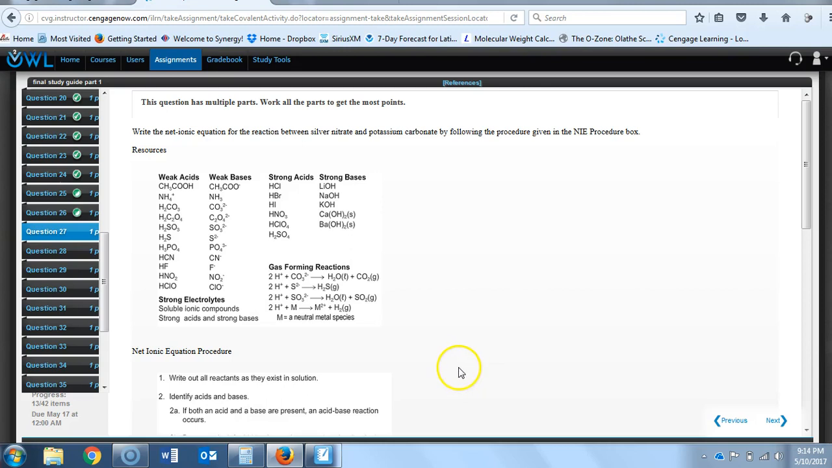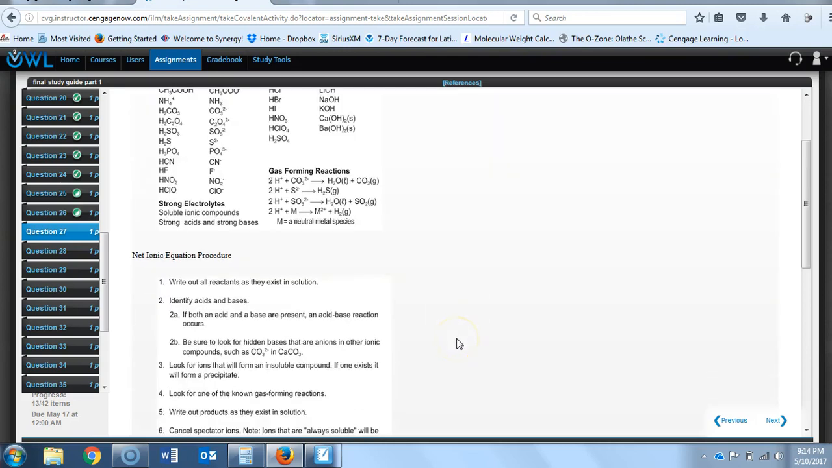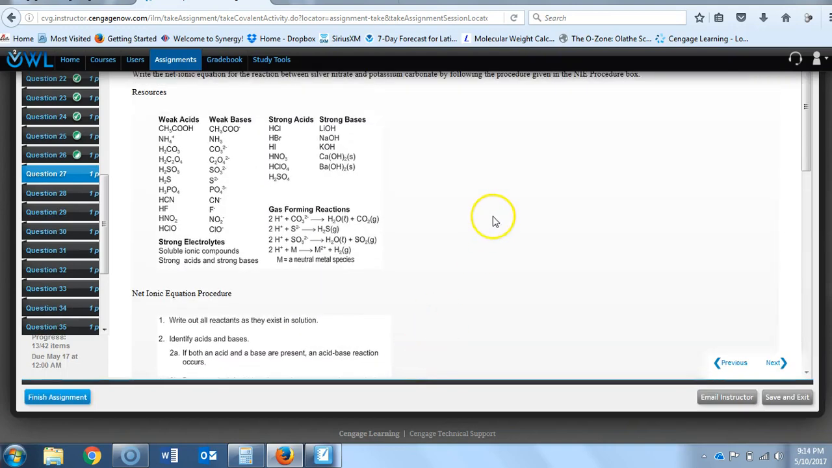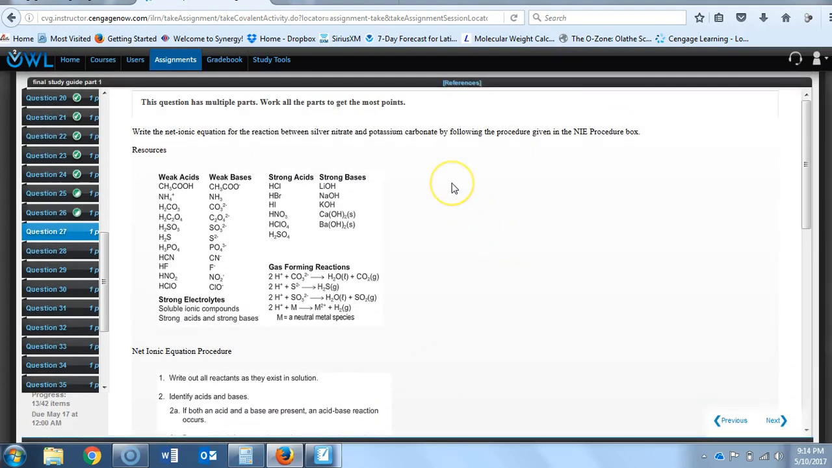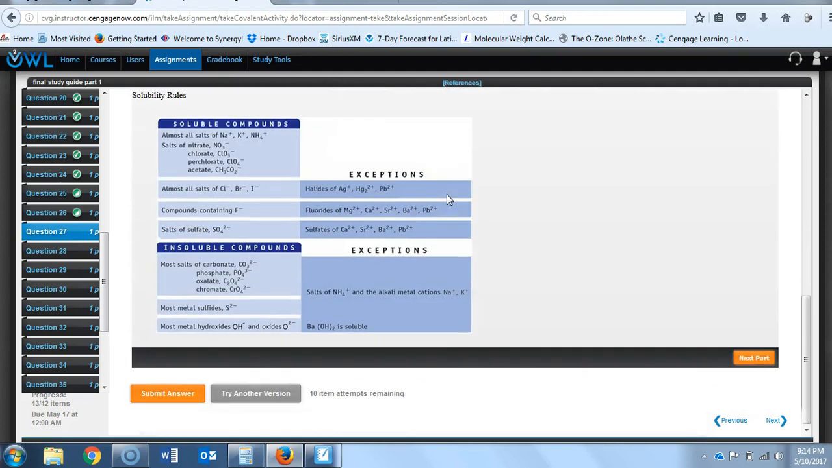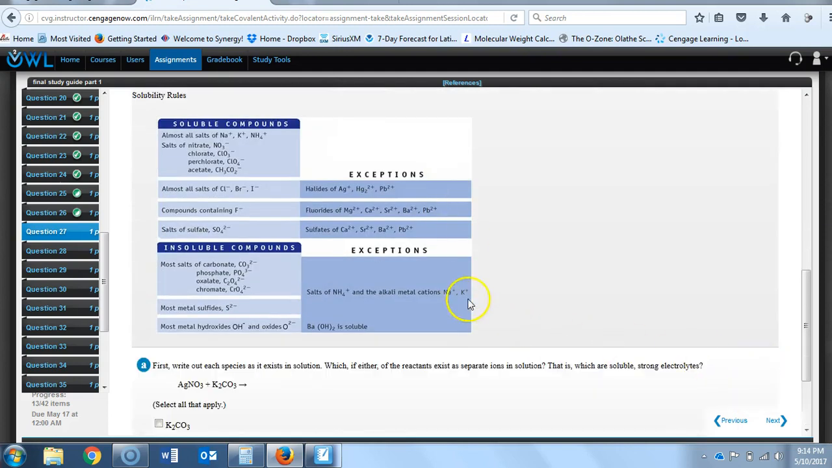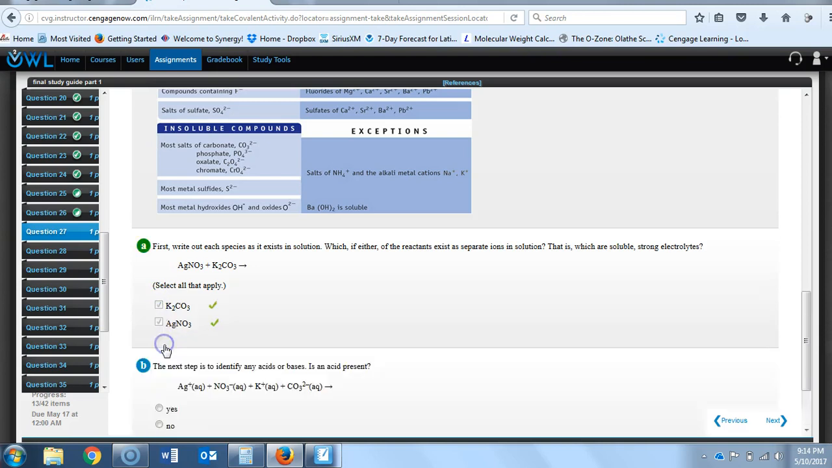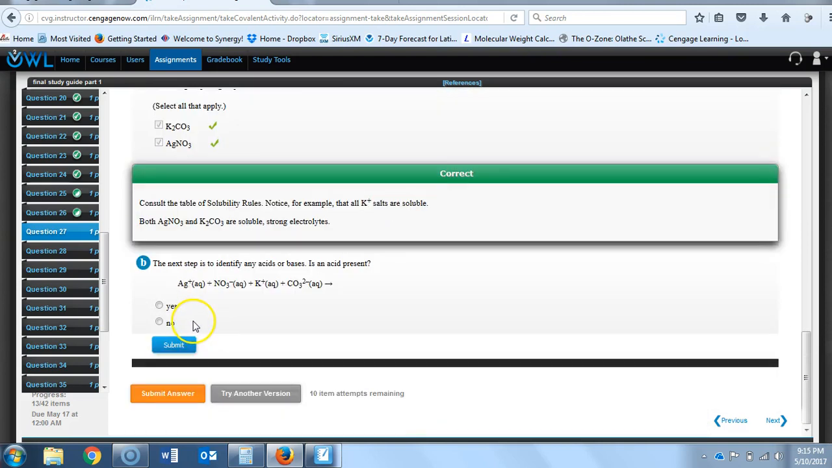Obviously, I'm getting tired. Net ionic equation. Where am I writing it at? Next part. First, write out each species as it exists in solution. Which, if either, of the reactants exist as separate ions in solution? They both do. They're both going to separate into ions. The next step is to identify any acids or bases. Do we have an acid present?